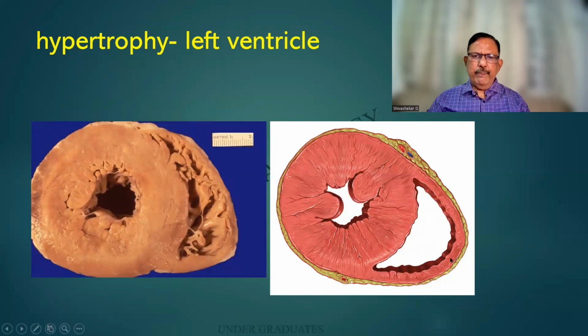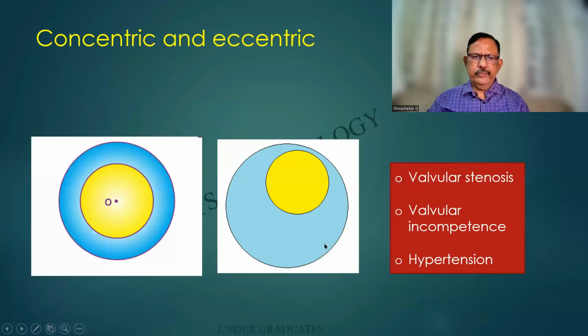Again, a schematic picture that can be drawn in the record. I am able to see the hypertrophied heart in both the pictures over here. There are two types of it. In one, it is uniformly hypertrophied, called a concentric hypertrophy. In another, on one side, it is called an eccentric hypertrophy. The causes can be valvular stenosis, incompetence, hypertension, or any hyperdynamic circulation.